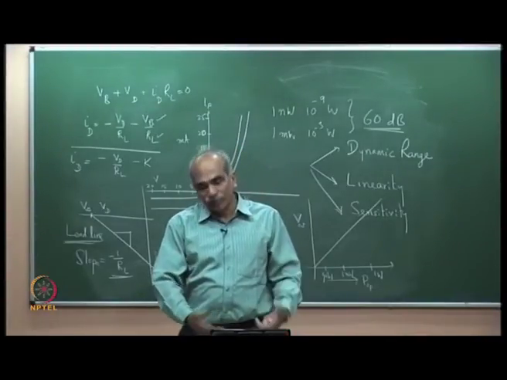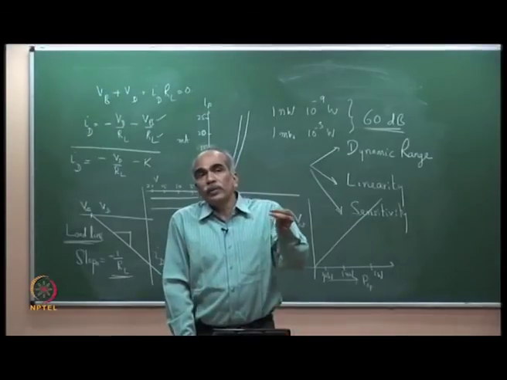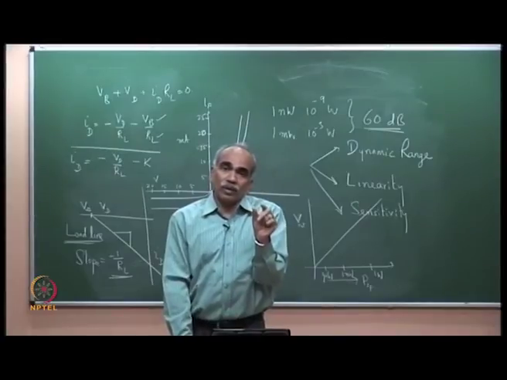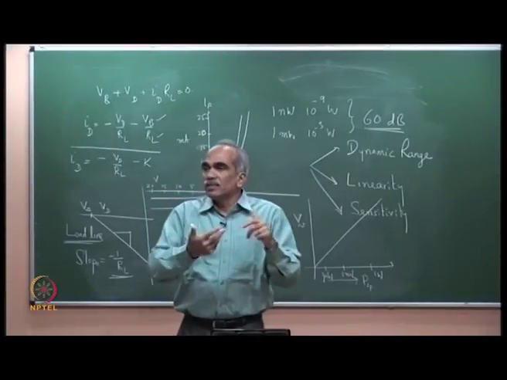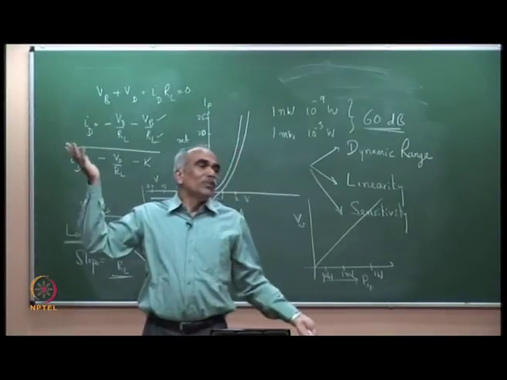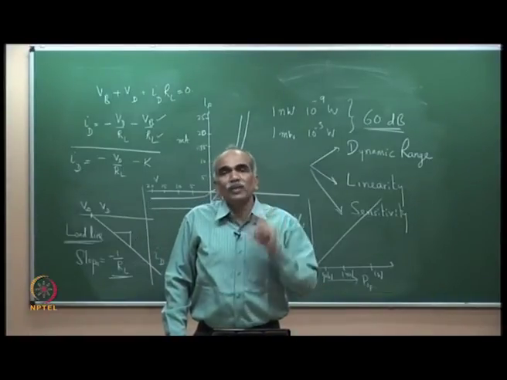So, what is the summary of this discussion? Summary is given here. Choose a large RL value so that you get high output voltage or higher sensitivity if you want to measure low power incident, that is, for a small range of low power. Why is this important for a design engineer? You have an application where you need to measure very weak signal, very low power, and all your measurements are very low power only. Then I would put a large RL because I need high sensitivity. But there may be another application like the power meter where you want to measure from 1 nanowatt up to 10 milliwatt. This will not work because it is already saturated. So, you have to take small values of RL.